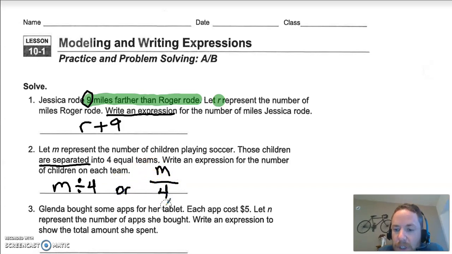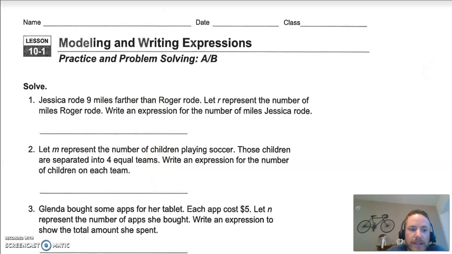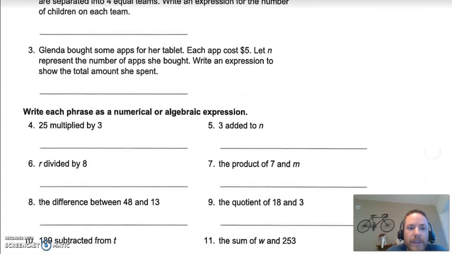and it's simply because as we move into algebra, we start writing division as a fraction. So that's the better way. It's not wrong to write m divided by 4. It's just better in algebra to write m over 4 using a fraction. Let's check out number 3.